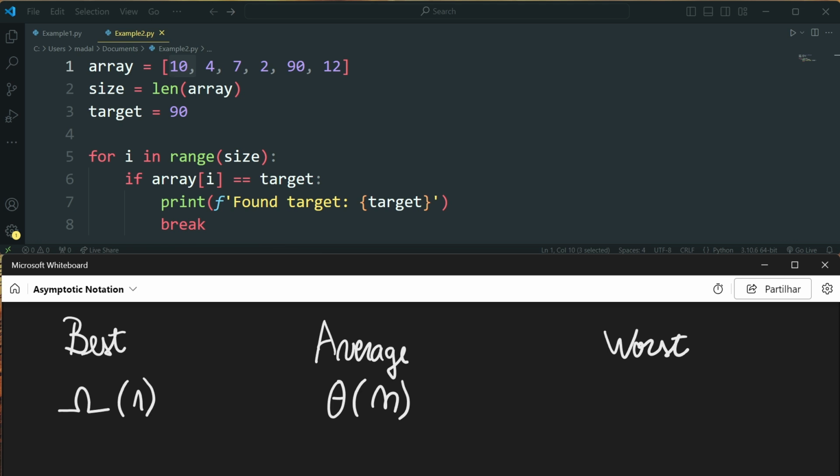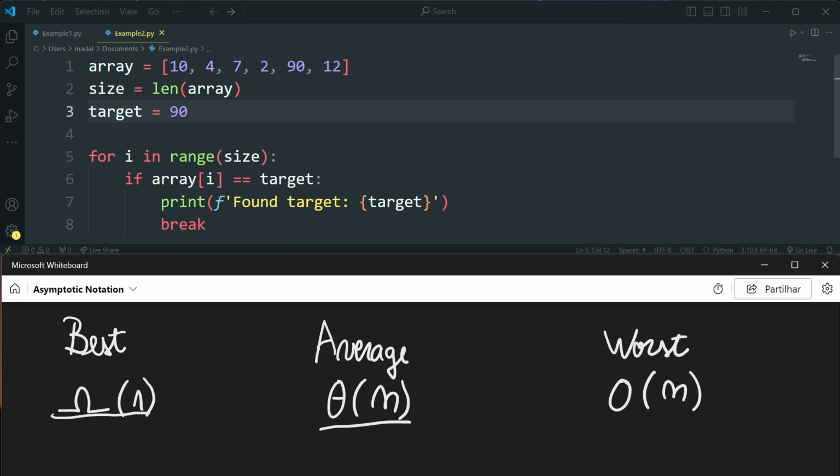And lastly, we're going to have our worst case. And the worst case is the element is going to be the last element in the array. So in this case, this means that we're going to have to go through every element of the array, and we're going to end up with an O of n, in which n is the number of elements of the array. And for this, we use the letter O. So here we have 3 different types of asymptotic notation. We have big omega notation, big theta notation, and big O notation.